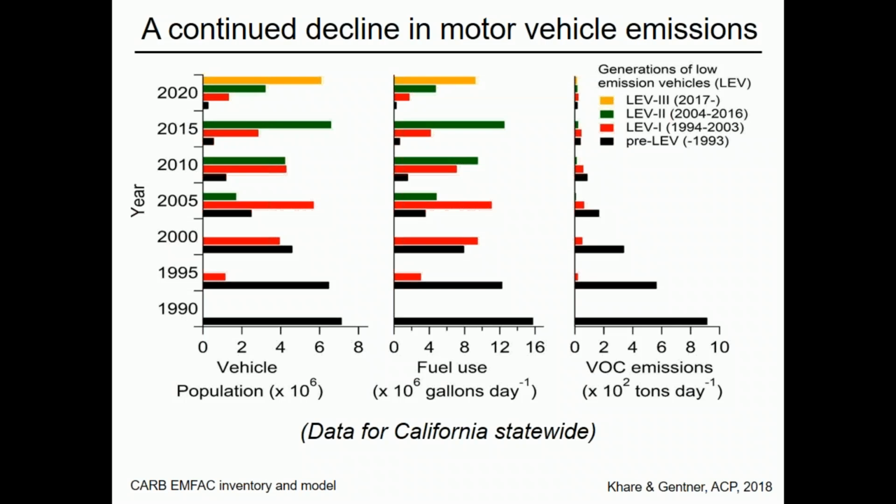You went from having all the VOC emissions coming from pre-low emission vehicles, and then as you transition into the newer vehicles, you don't have as much. So this is an amazing success story. It had a huge effect on primary pollutants in a number of urban areas. It had an effect on SOA formation for sure in places like Los Angeles.